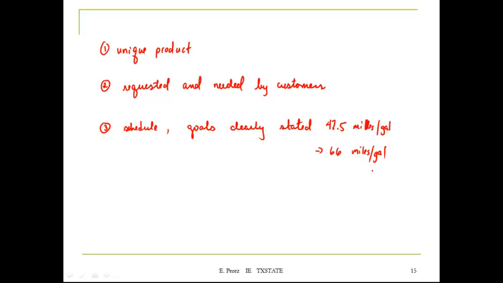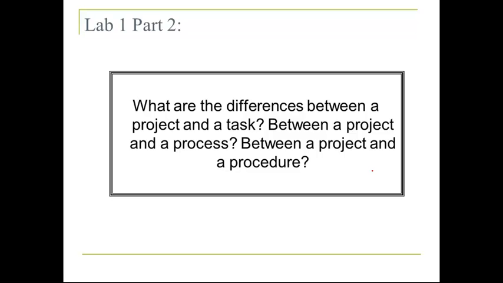Now let's move to the next group of questions. So the difference between a project and a task, a project and a process, and between a project and a procedure. Can anyone tell me what is a task? That's okay. We'll go through this. It's going to become very clear. I'm pretty sure that you have used these words before, but when you are asked to define them, it's kind of difficult. Again, for process and for procedure.